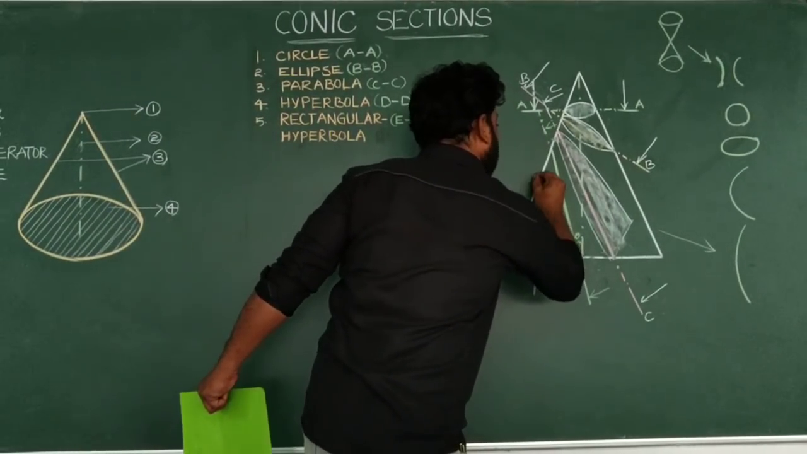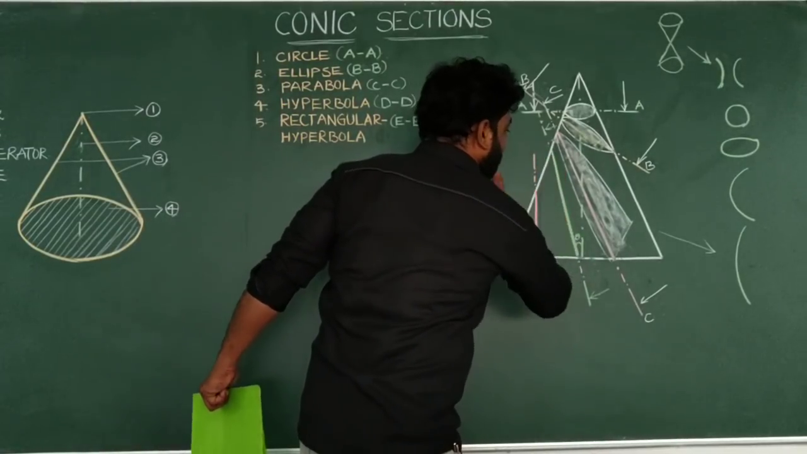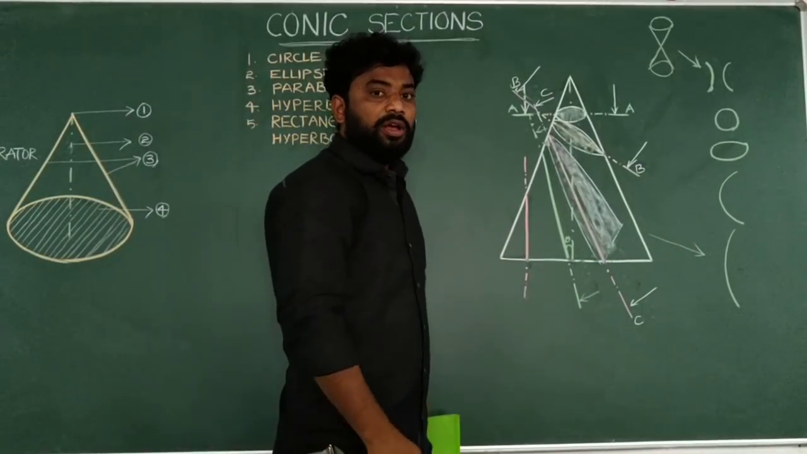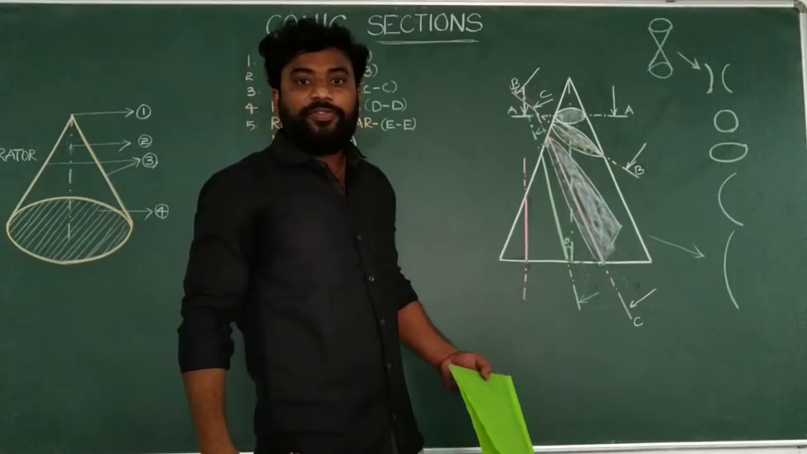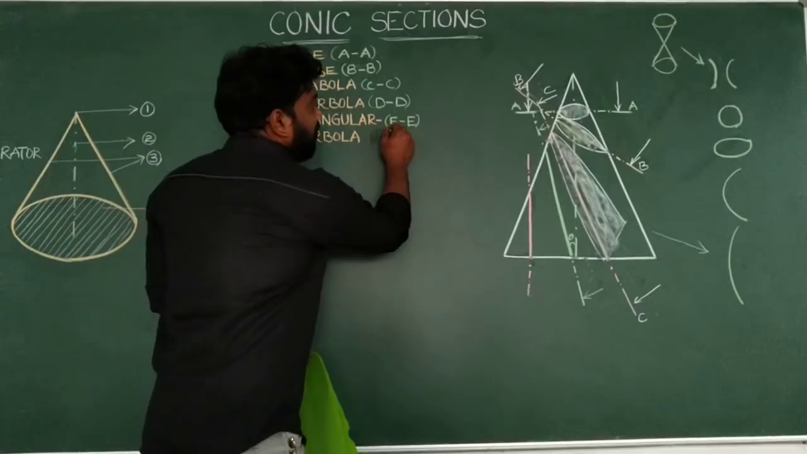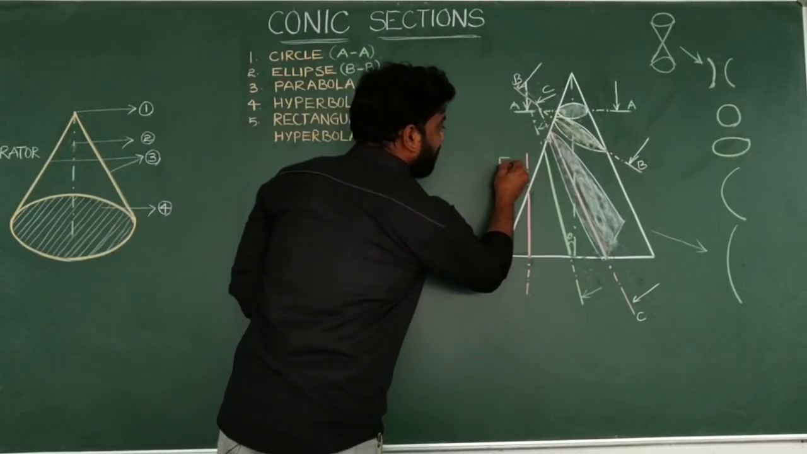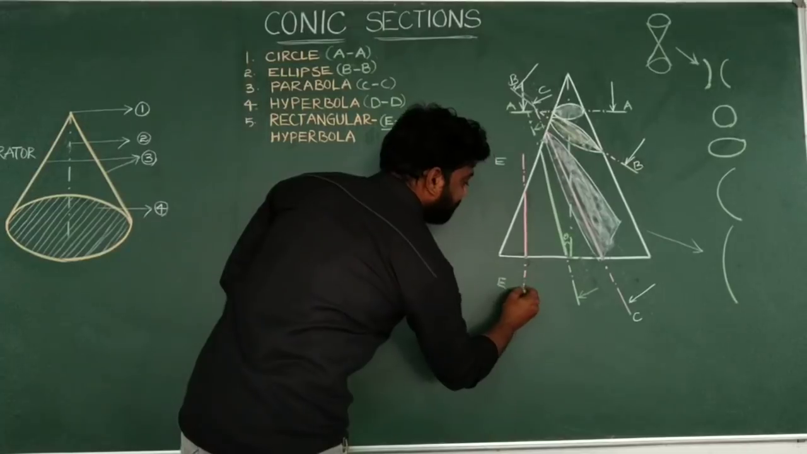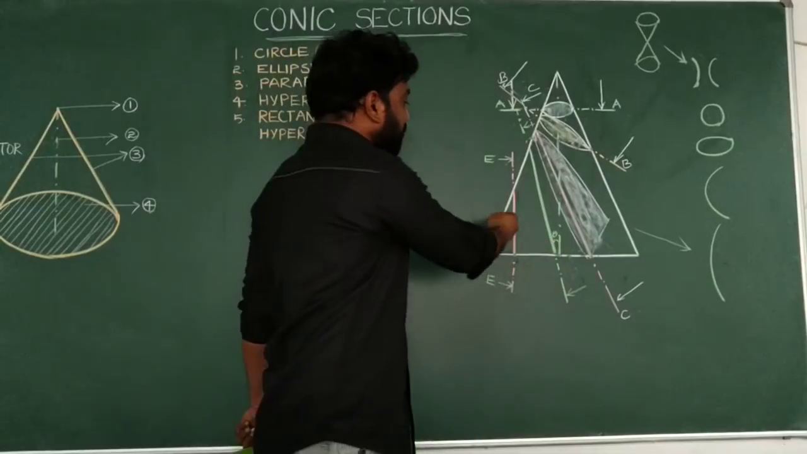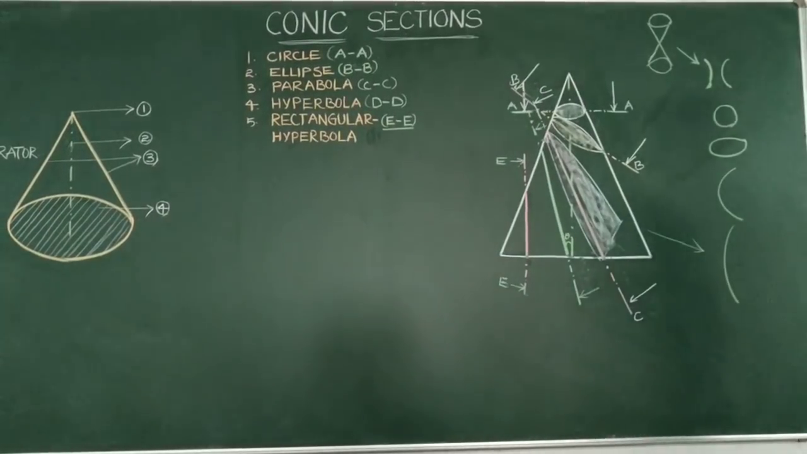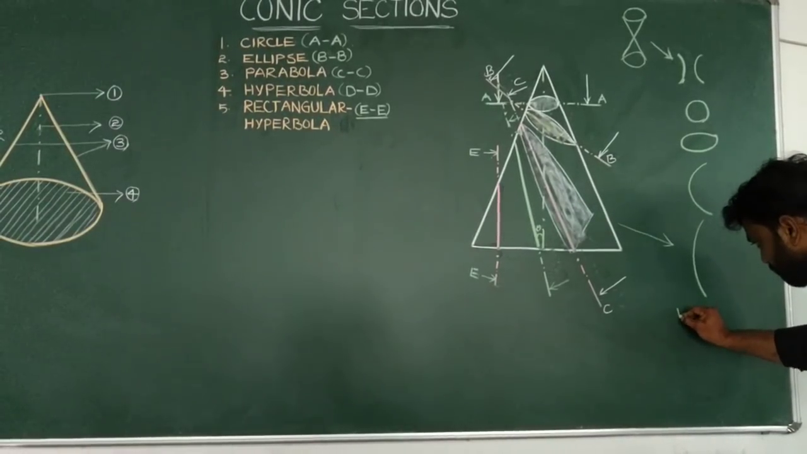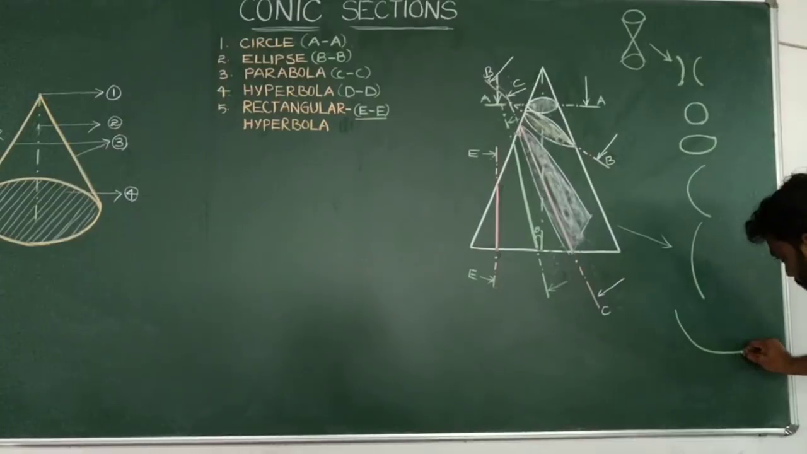So this is the position of the cutting plane, and we can cut the object in this way. Then we can remove this portion or this portion. We will be getting a new surface. That surface shape is called rectangular hyperbola. This is E to E, cutting plane name E to E. So after removing this portion, we will be getting the new surface. And let me show you the rectangular hyperbola shape after removing this portion. Here we will be getting the rectangular hyperbola in this way.